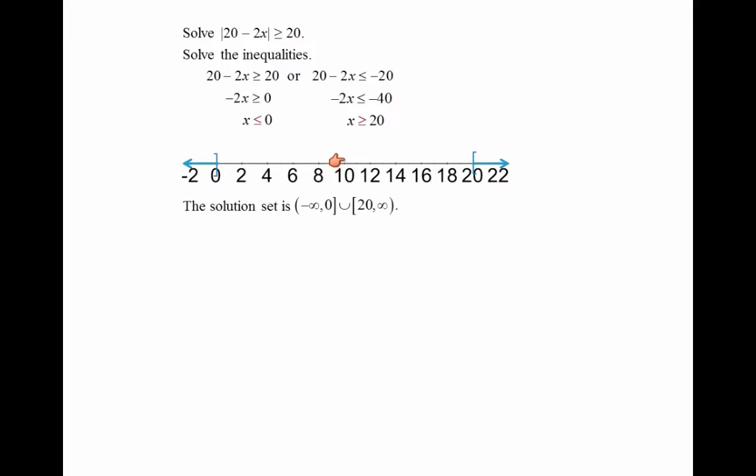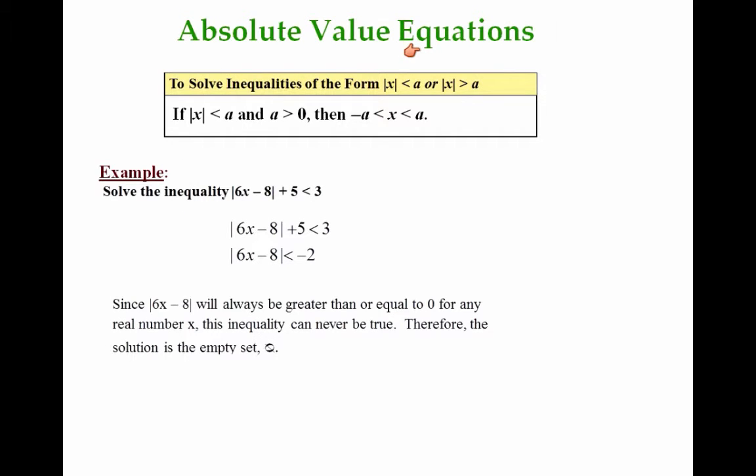If I pick a number here like 10 and substitute that here, it shouldn't make sense. However, if I pick a number like 22 here or negative 2 here and substitute that here for x, that should make sense. You can check that yourself. Absolute value equations to solve inequality of the form absolute value of x is less than a or greater than a. Here would be again another example.